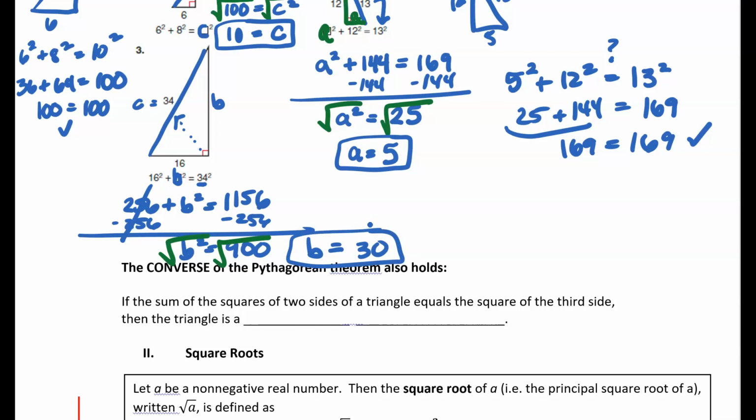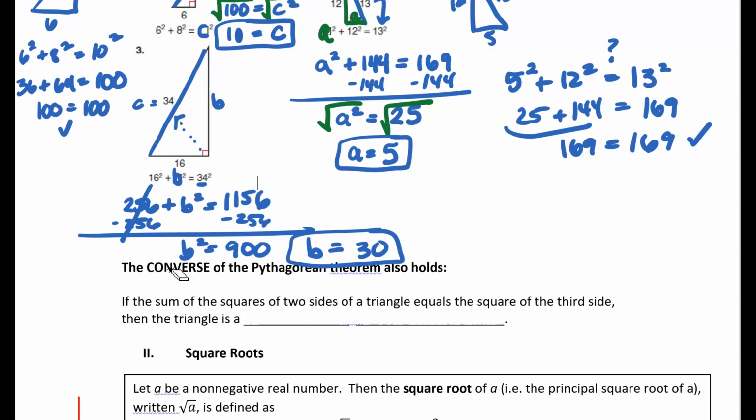Keep in mind, I ended up getting some nice answers for these. They make good example problems when we're starting, but keep in mind that the legs of a triangle don't always have to be whole numbers. So if you're doing some practice problems and you get an answer that's not a whole number, it's totally fine. It doesn't mean that you did something wrong. It happens all the time.